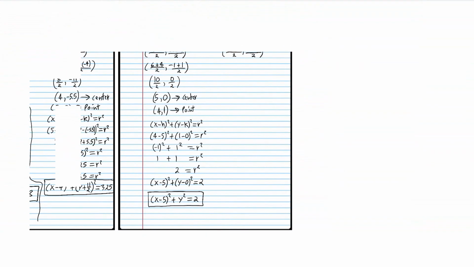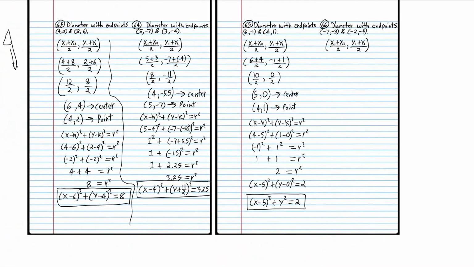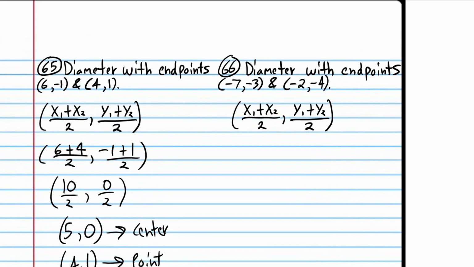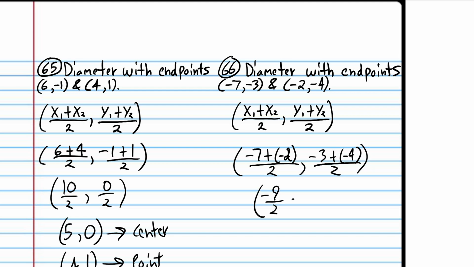As you can see, these problems may look a little complicated, but they're really not. They're really pretty simple. So try number 66, and when you come back, we'll do it together. All right, we're back. So let's find the center of the circle first. Negative 7 plus negative 2 over 2, and negative 3 plus negative 4 over 2. And we get negative 9 over 2 and negative 7 over 2.